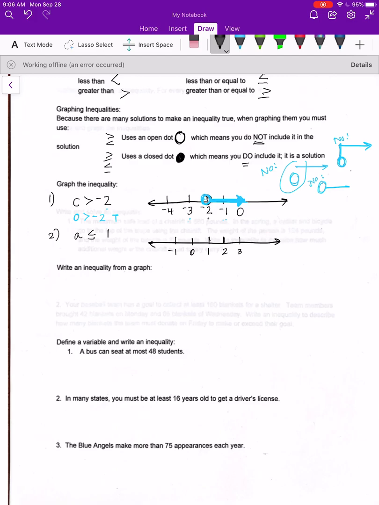At 1, this is an equal to, meaning I include it, so that means it's going to be a closed dot. So let me get my blue again. I have a closed dot at 1. Okay, so now I'm going to try out again 2 in my situation. Is 2 less than or equal to 1 a true statement? It's not. It's a false statement, meaning 2 is not a solution.